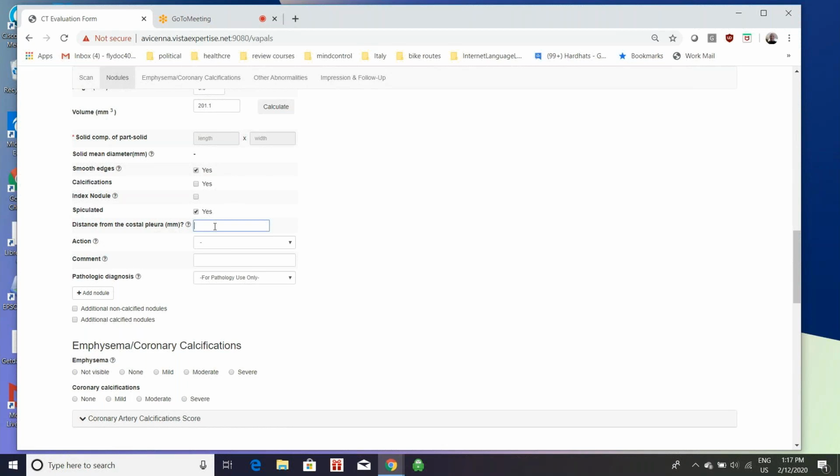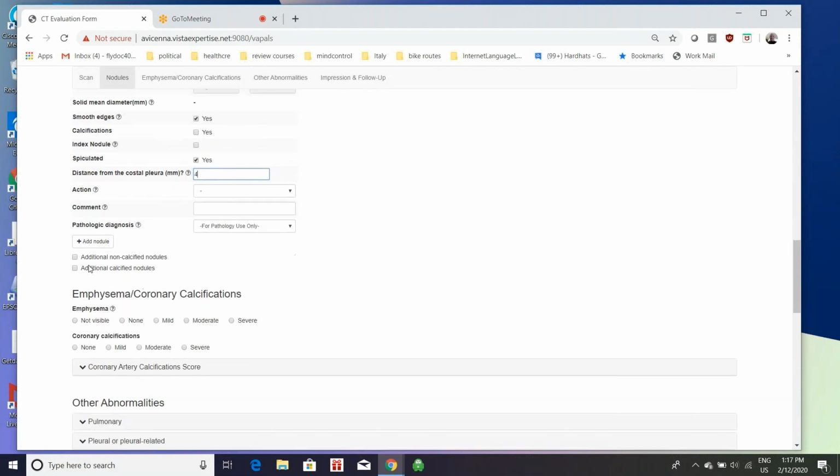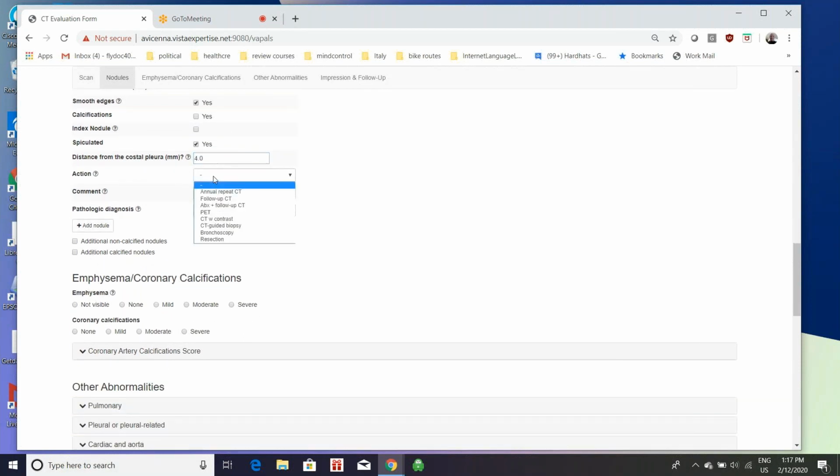And then if you want to identify it so people can know what you're talking about, you can say, well, it's 4 millimeters from the costal pleura. And in this action, I'm just going to make something up. We'll say a follow-up CT, and we're going to call this comment 1 on the CT eval.